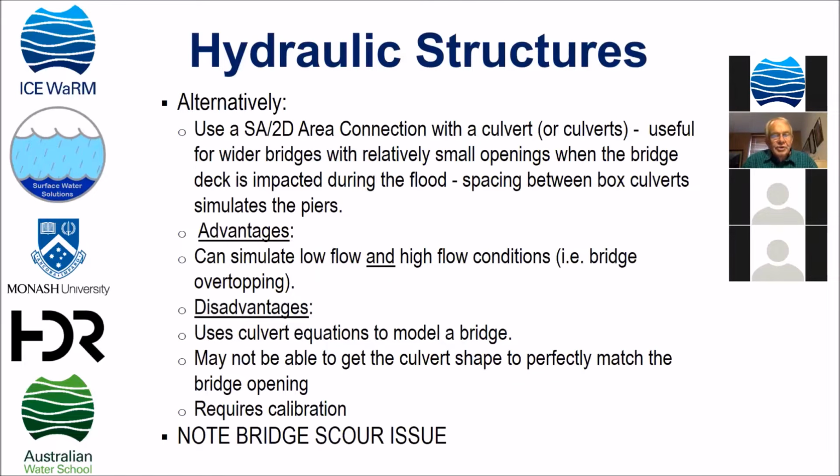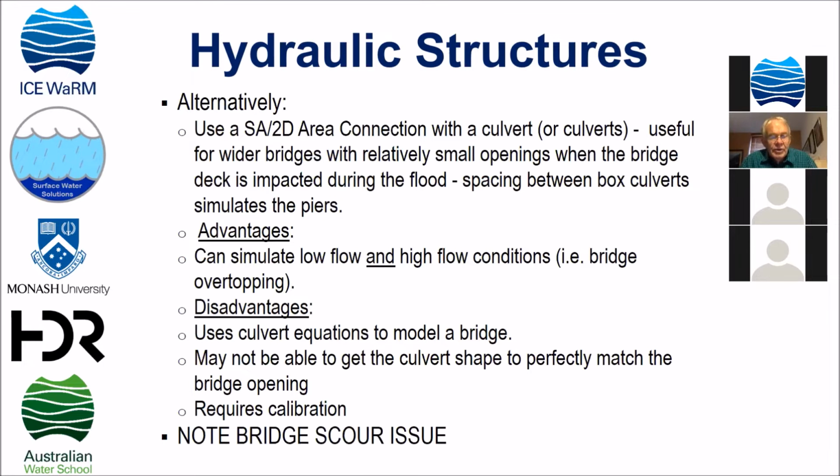Alternatively, a surface area 2D area connection with a culvert or a series of culverts can be used, and this is very useful for much wider bridges where the openings are relatively small. In this case, we could simulate a situation with box culverts where the distance between the culverts, the thickness of the terrain between the culverts, in fact, represents the piers themselves. It has the advantage of being able to include bridge overtopping and interaction with the bridge deck itself.